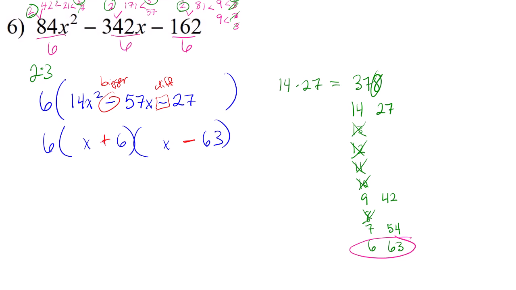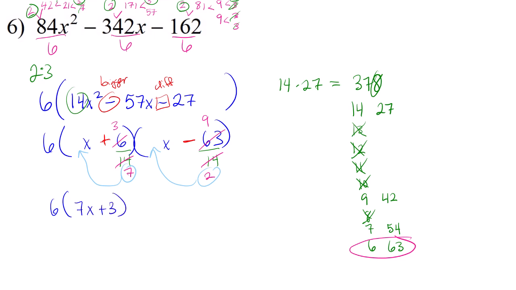Okay, and then we're going to take our a term and put it underneath. And then we can reduce. So 63 over 14, 7 goes into both, so it'll be 9 over 2. 6 over 14, 2 goes into both, so it'll be 3 over 7. So we take these simplified denominators, move them to the front, and we end up with 6 times the quantity of 7x plus 3, 2x minus 9.